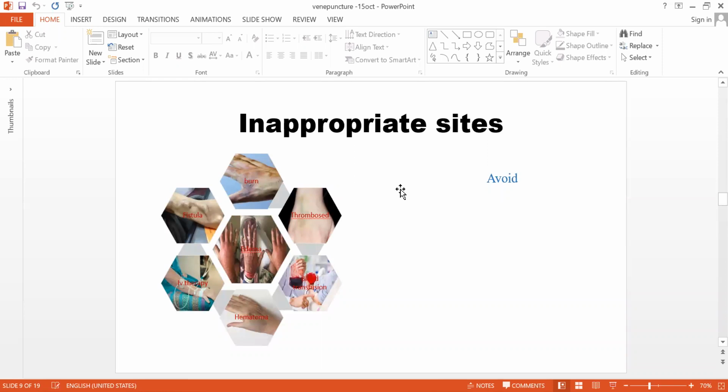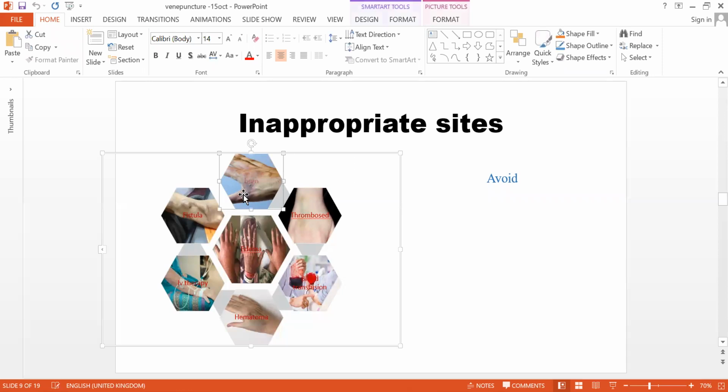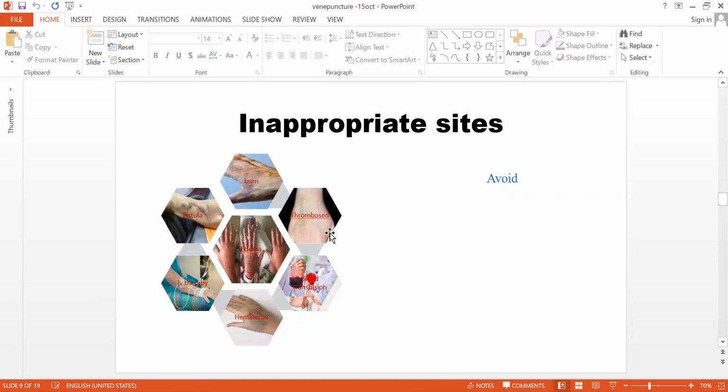Okay, let's see what are the inappropriate sites that are to be avoided. First thing is burn. Thrombosed vein. Already in a hand, if there is any blood transfusion going on, avoid that vein too. If a hand is having hematoma, that should be avoided. A hand where IV therapy is already flowing, avoid that site too. And the hand with fistula and filled with edema. These are the sites which are to be avoided.